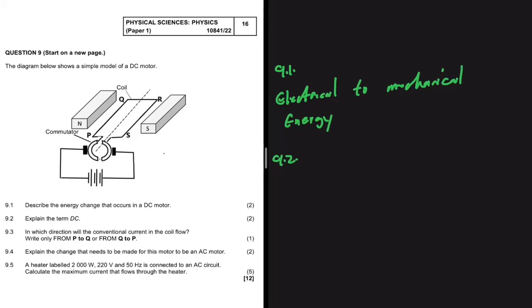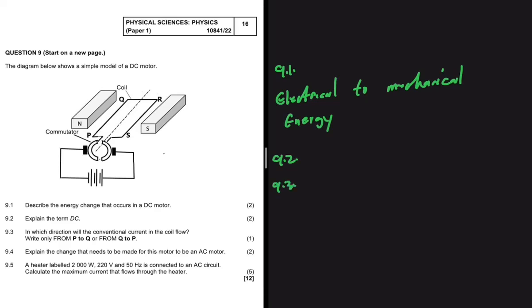9.2. Let's explain the term DC. DC, standing for direct current, is that current that keeps flowing in one direction. And if the question was based on an AC model and we needed to explain what AC means, we would say it is the current that alternates, it changes direction.